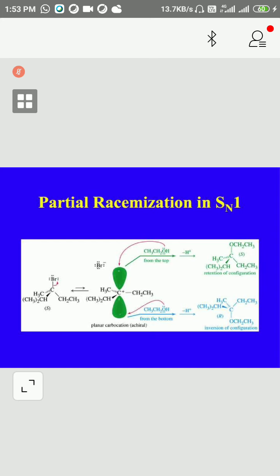If it attacks from this side, then it will be the S configuration. If it attacks from this side, there is the R configuration. So it will retain the configuration, and it will also invert the configuration. So both types of products will be formed. That's why it is also called partial racemization, not complete racemization. Equal amounts, though maybe some difference will be there. The starting material is S, and the product is both S and R.